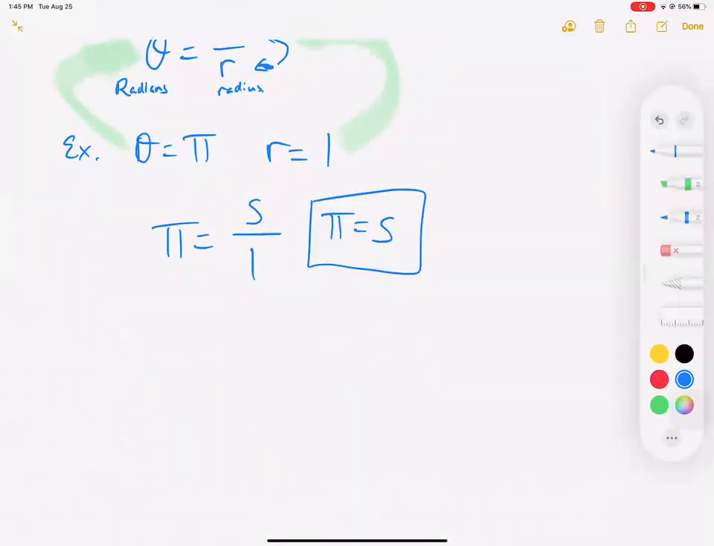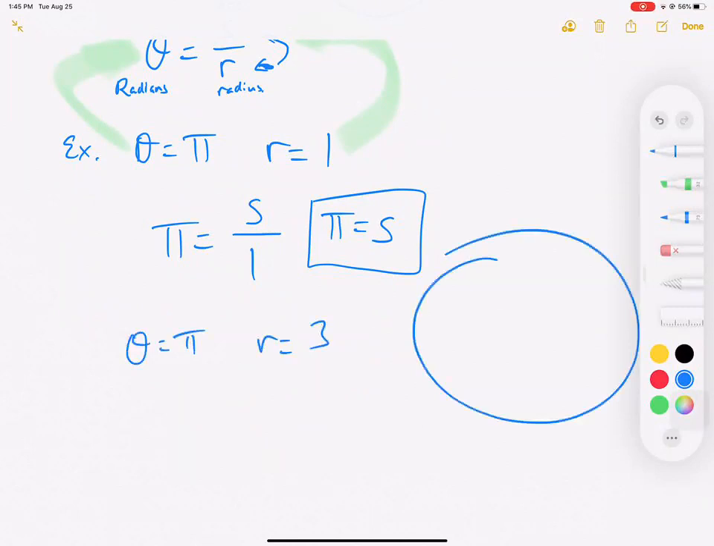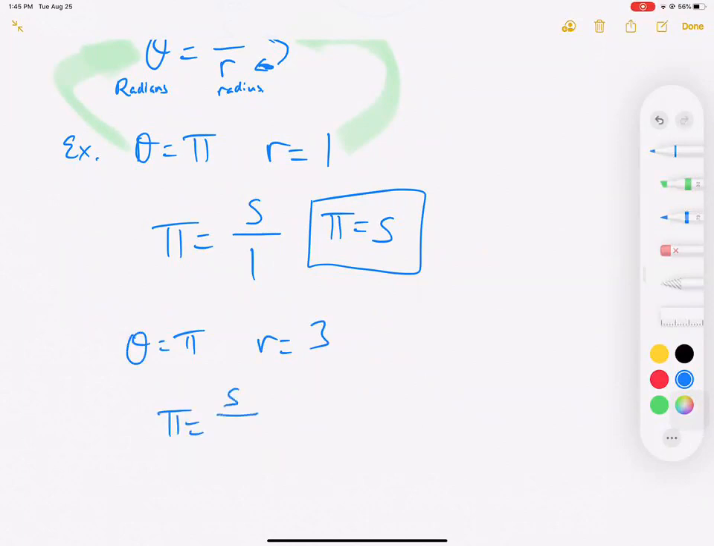Theta is equal to pi. What if r was equal to 3? So wouldn't my circle be even bigger? Same formula. Pi is equal to s over r. That means the length of my sector, multiply 3 to both sides, s would now be 3 pi. It would be larger.